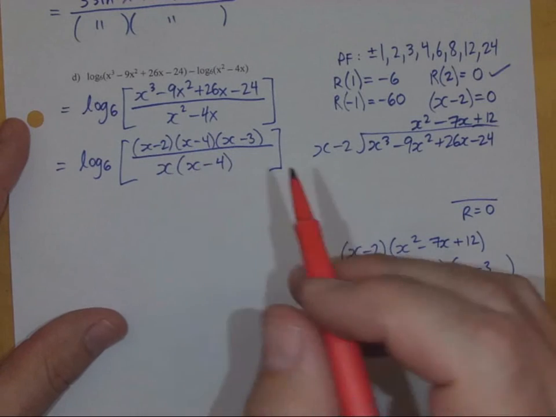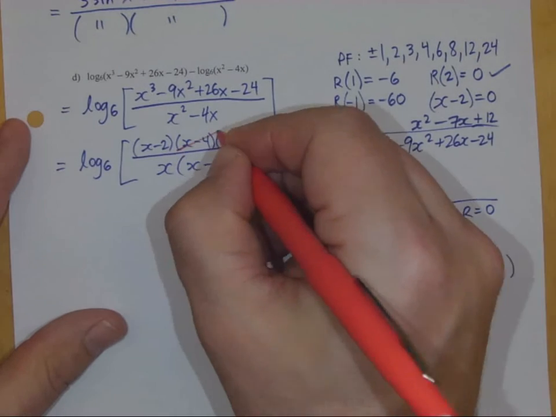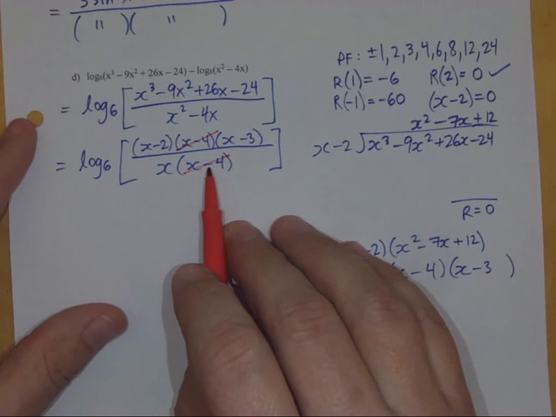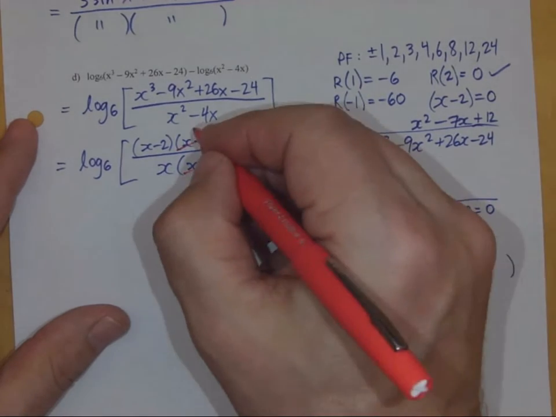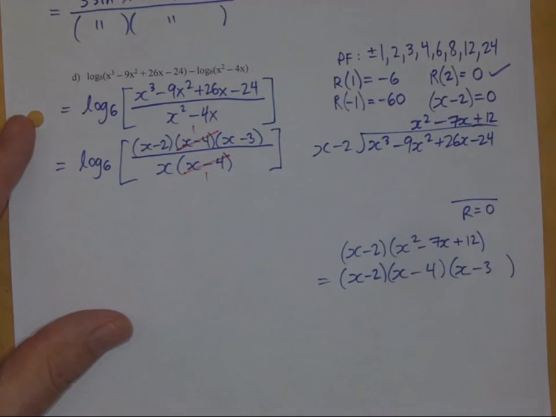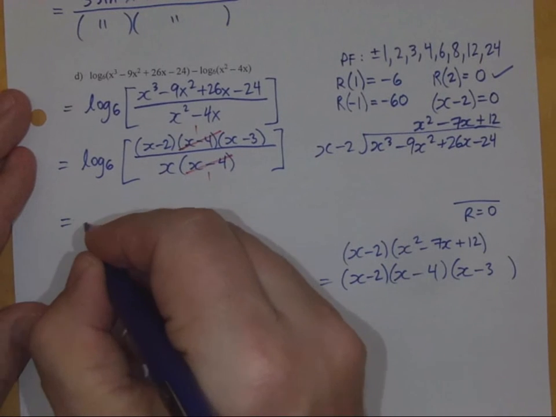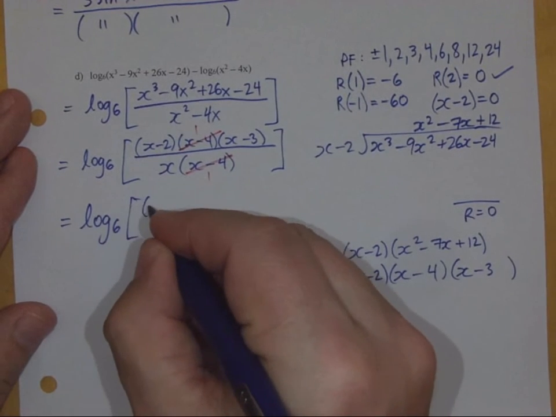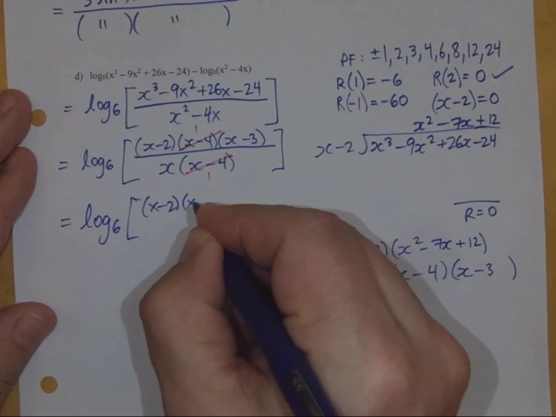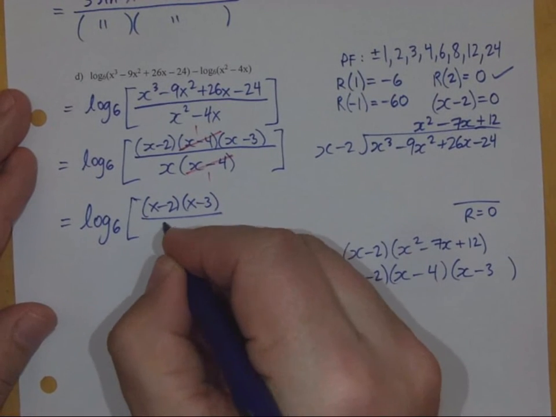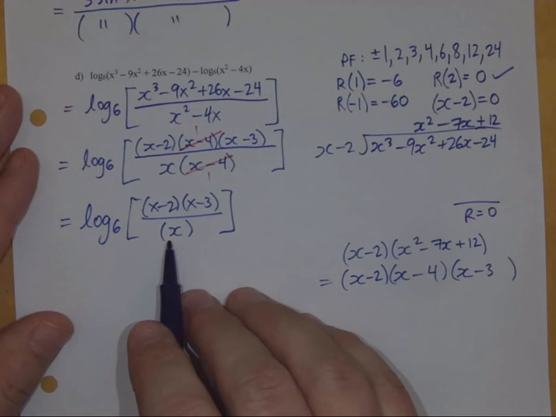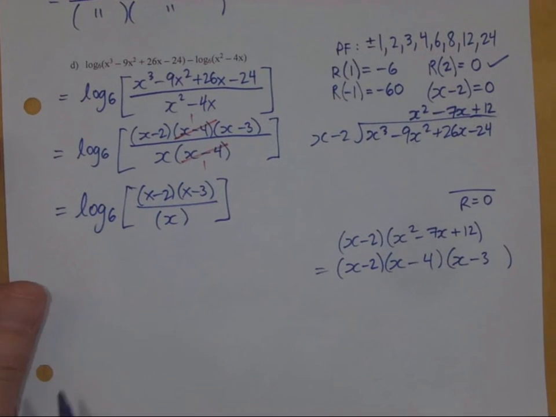Okay. Look for factors now that you can reduce. How about this one and this one? Both x minus 4 and x minus 4 are going to give you the exact same answer. They can reduce to 1 and 1. So what's our final answer here then? Log base 6 of x minus 2 times x minus 3, all divided by x. I didn't need to put that in brackets, I just did out of habit.